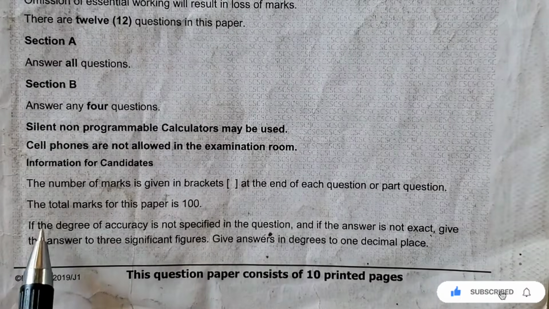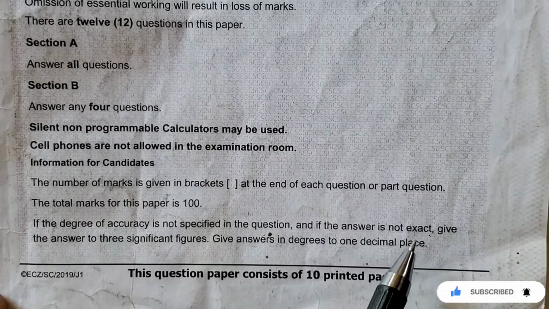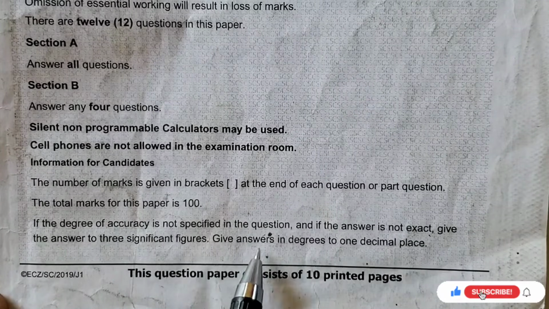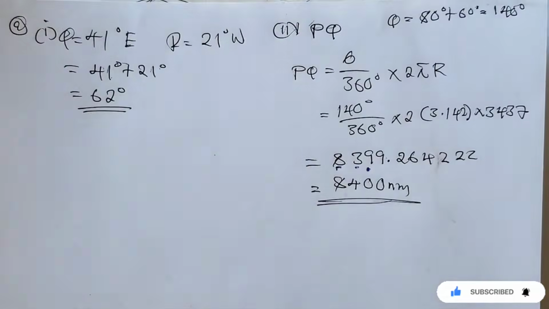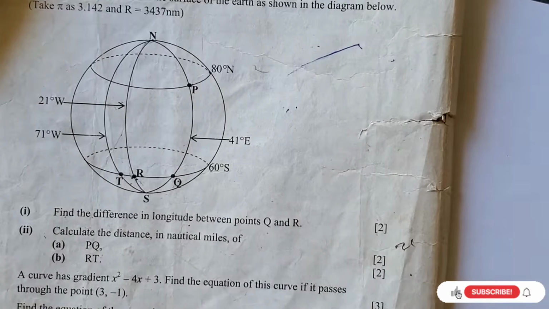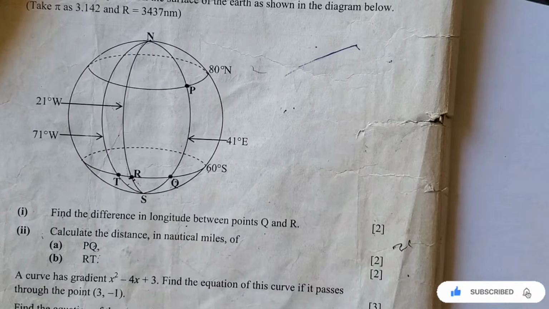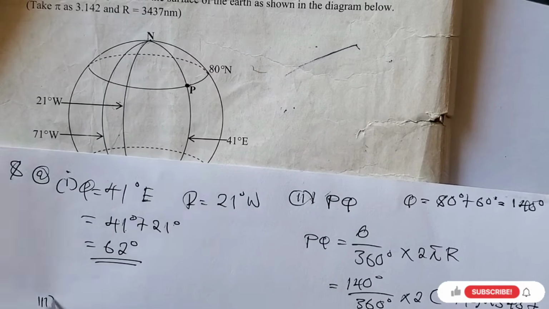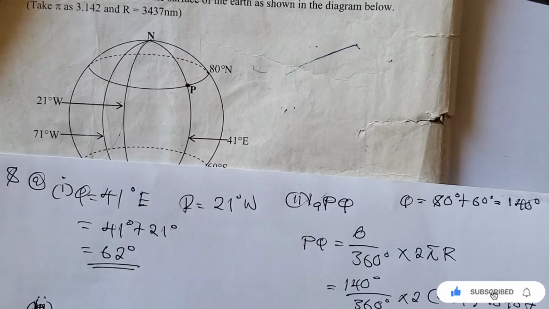Down here it says, if the degree of accuracy is not specified in the question, and if the answer is not exact, of which our answer is not exact, give the answer to 3 significant figures. Give answers in degrees to 1 decimal place, meaning angles, and that is not an angle. All right, so let's proceed. The other question is telling us to calculate distance RT. This is question 3, 3A, this is B.